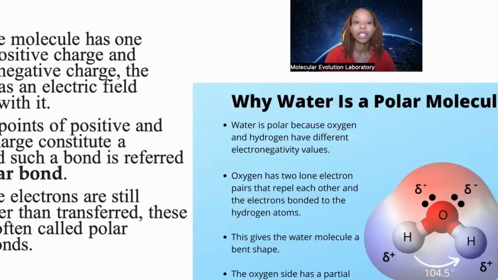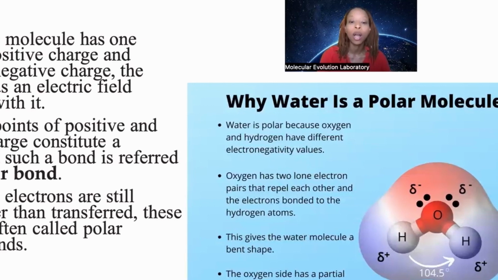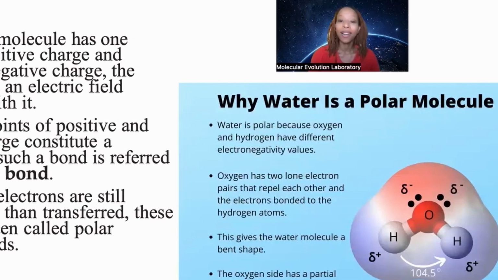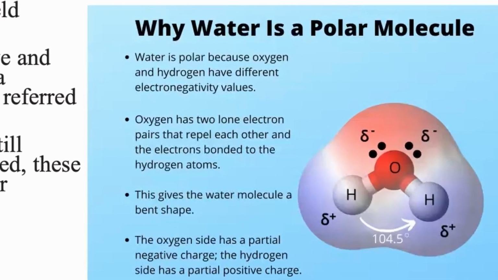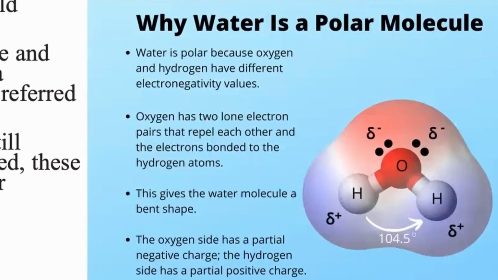Because the electrons are still shared rather than transferred, these bonds are called polar covalent bonds. So why is water a polar molecule? Water is polar because oxygen and hydrogen have different electronegativity values. Oxygen has two lone electron pairs that repel each other and the electrons bonded to the hydrogen atoms. This gives the water molecule a bent shape.